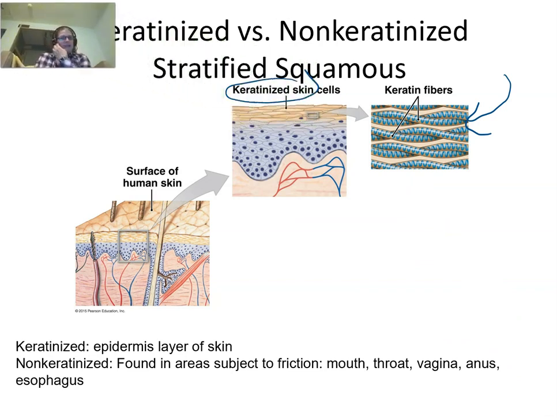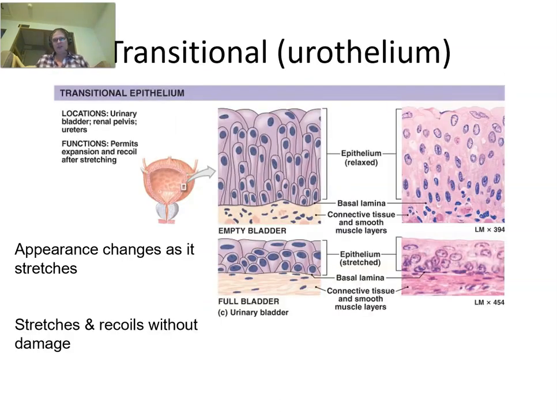So you can see that the keratinized is in the epidermis, the non-keratinized is in other areas where you want to have protection. And then transitional, we just mentioned, you don't really have to identify it for me. It's kind of a weird tissue. It looks different depending on if you stretch it. So this is in your urinary bladder. It can compress and stretch as your bladder stretches and recoils. So those are the types of epithelial to know. Your book might have others. These are the ones I'm going to test you on.